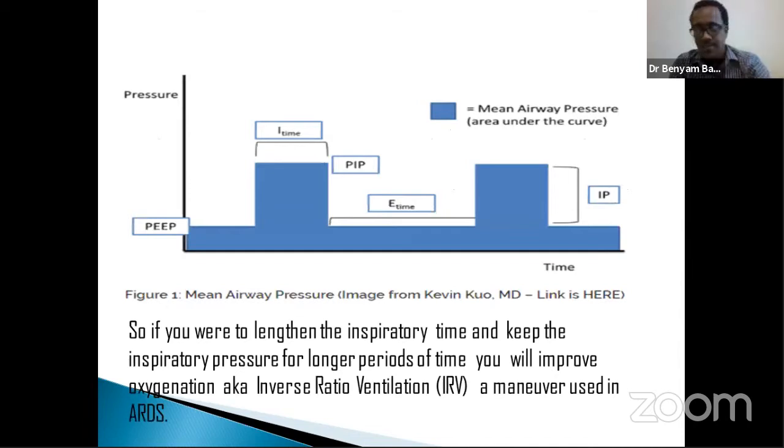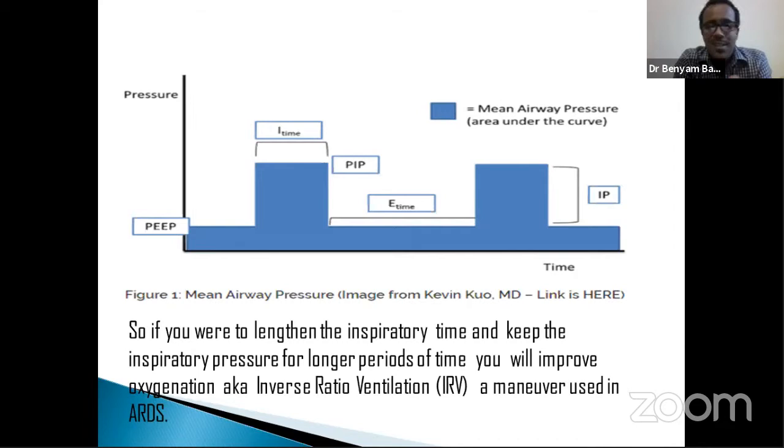So this is a graph. This is a pressure time curve graph that you see here. All the blue shaded areas are the mean airway pressure, which is the area under the curve. And the mean airway pressure is the pressure that's important for oxygenation, as we mentioned earlier, yeah?